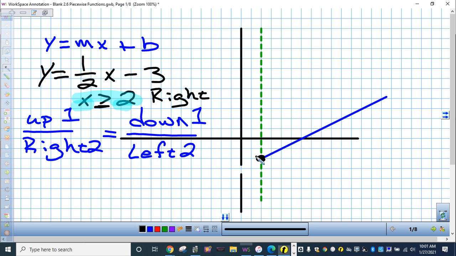Begins with an R. Ray. Excellent, Henry. This is called a ray. Starts at a point, goes forever in one direction. Doesn't matter what direction, just goes forever in that single direction. Called a ray, R-A-Y.